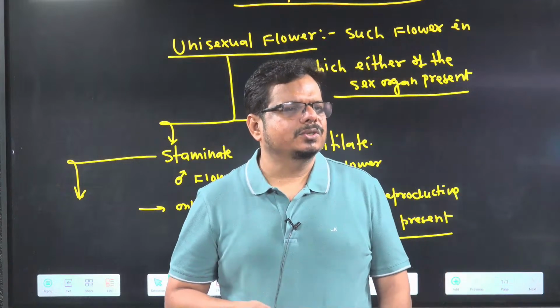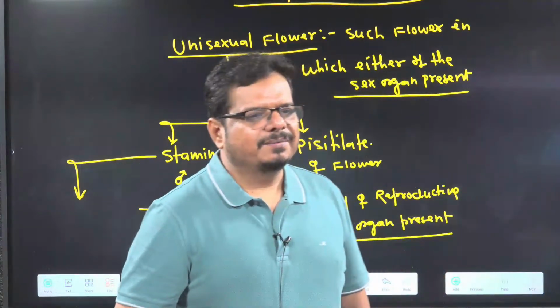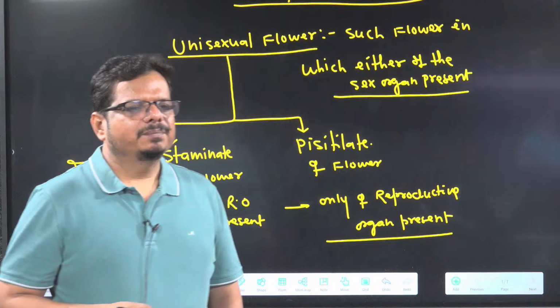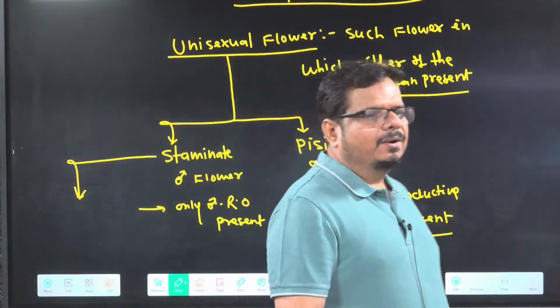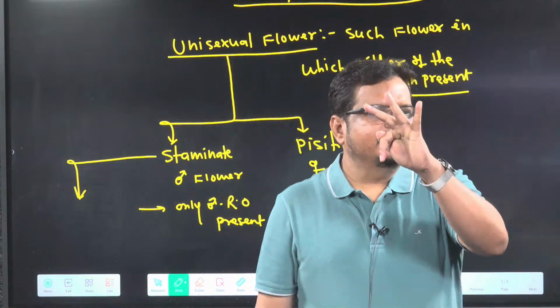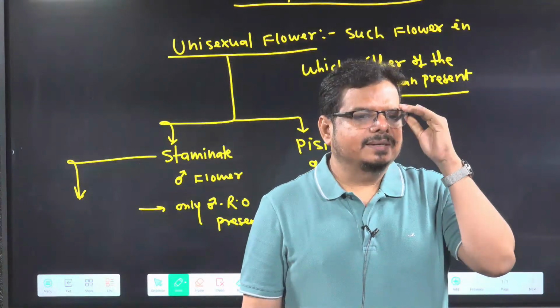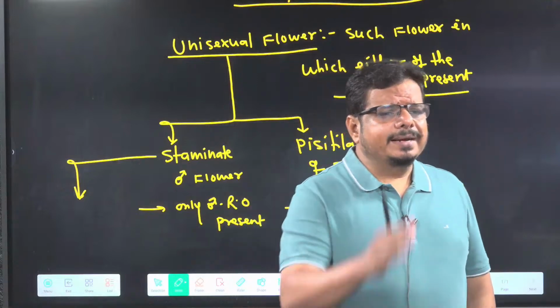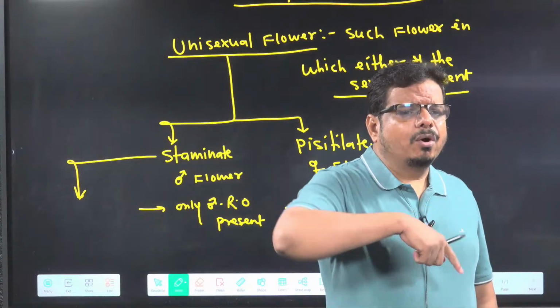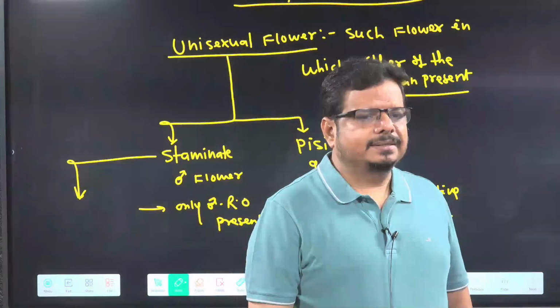It is a very easy question. Please answer. It is an incomplete flower because how many whorls are present only? 3 whorls are present. When is it a complete flower? When all 4 whorls are present.